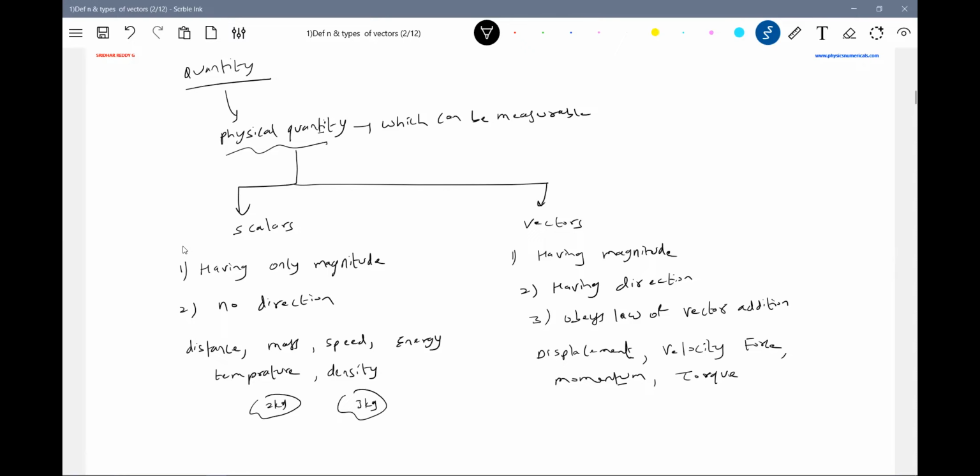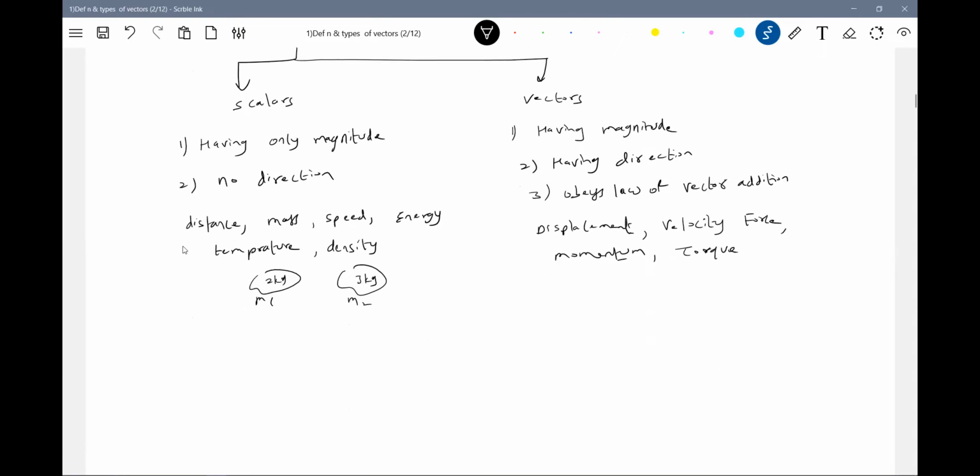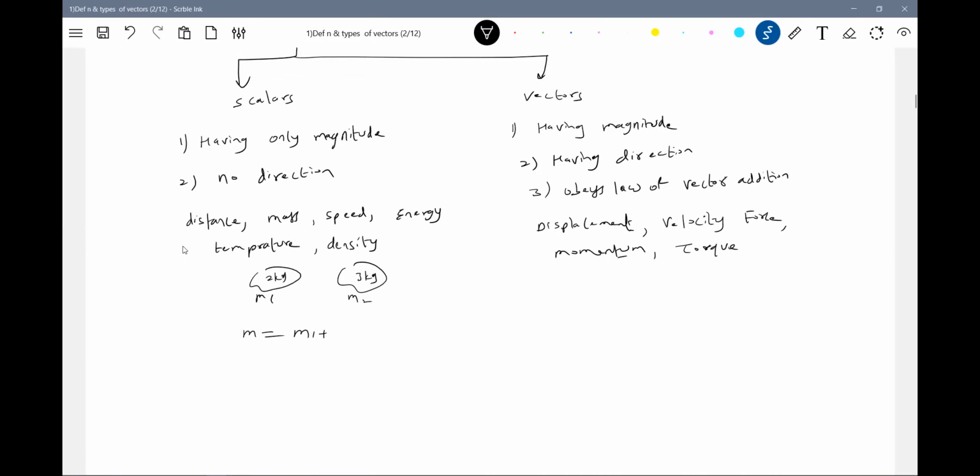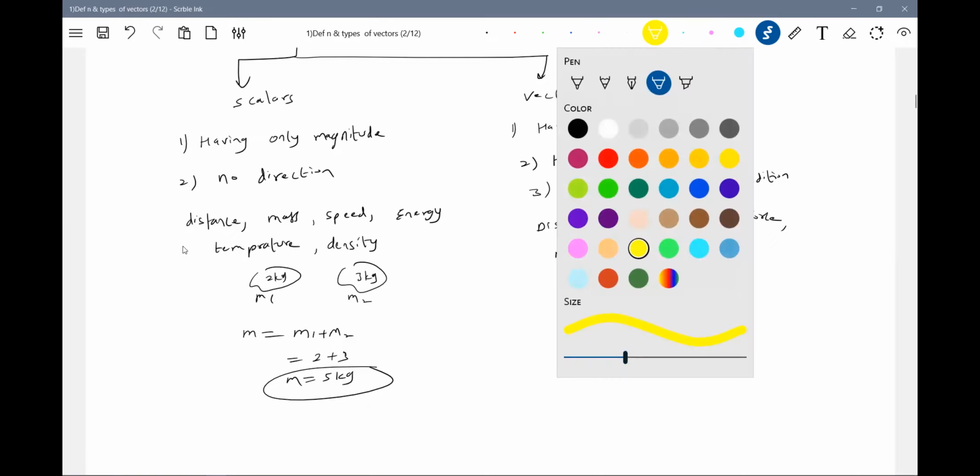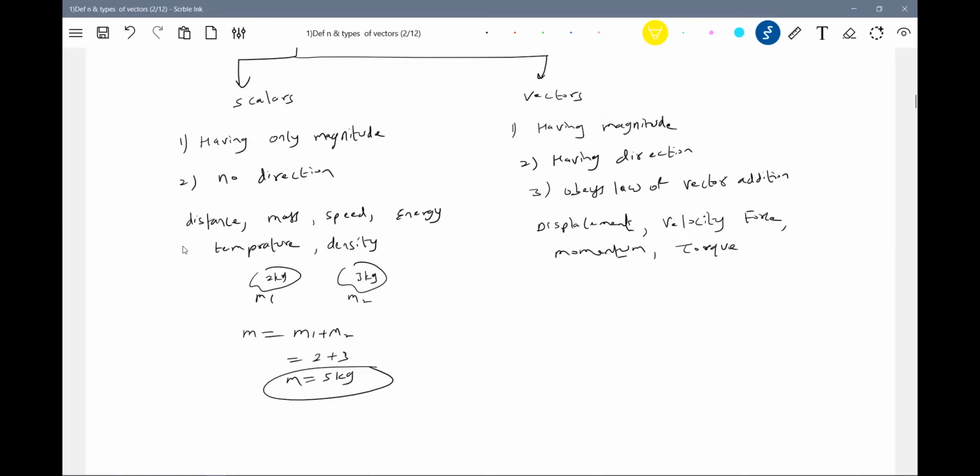A 3 kg block is there. I'll ask you to add these two masses. What is the total mass? M1 plus M2, so you write 2 plus 3. Total mass is 5 kg. So what we are actually doing is some sort of mathematical operation. What is that operation? I think it is algebra.